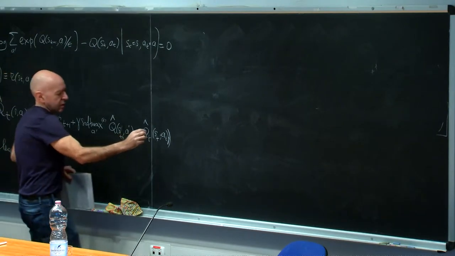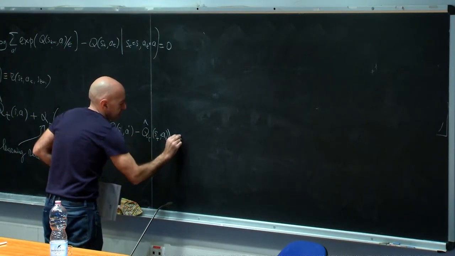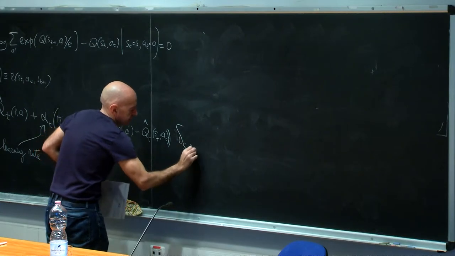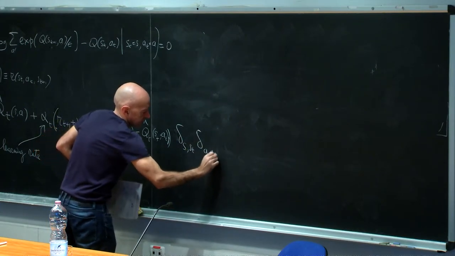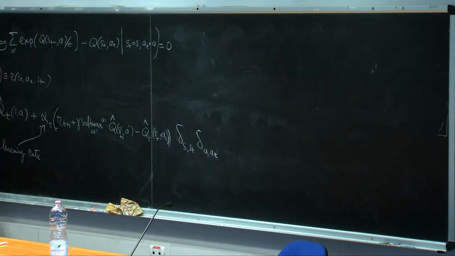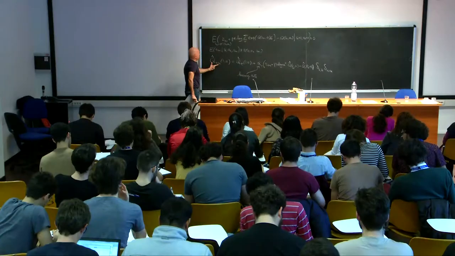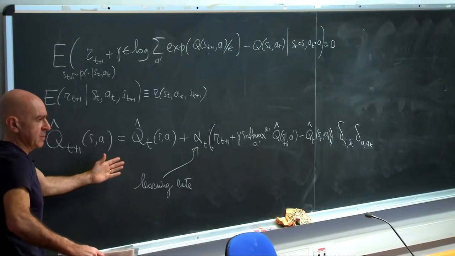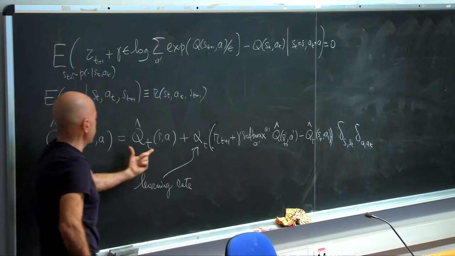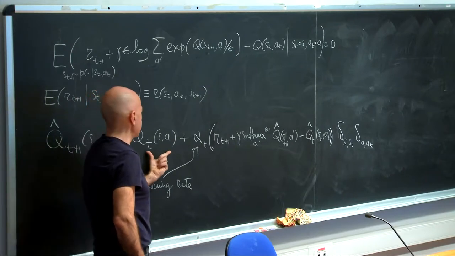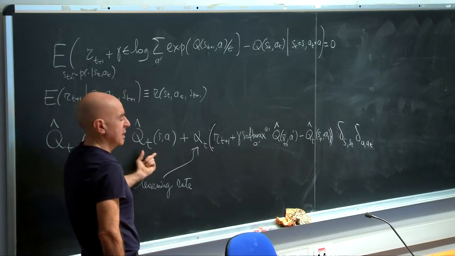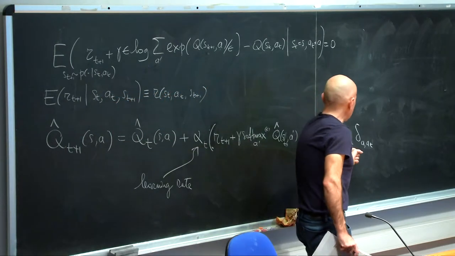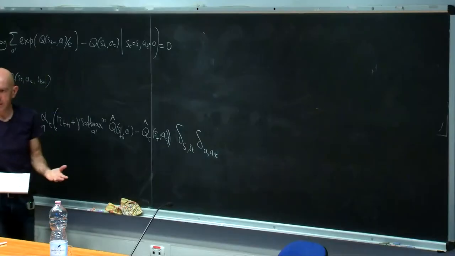This is the update rule. So here there are two delta functions. So what does that mean? And then we go to the understanding of these quantities. So this is a matrix, right? It's a vector in S times action space, or a matrix if you wish. So this matrix will be updated or corrected with the previous guess at time t, only at the location of the current state action pair, which has been experienced.